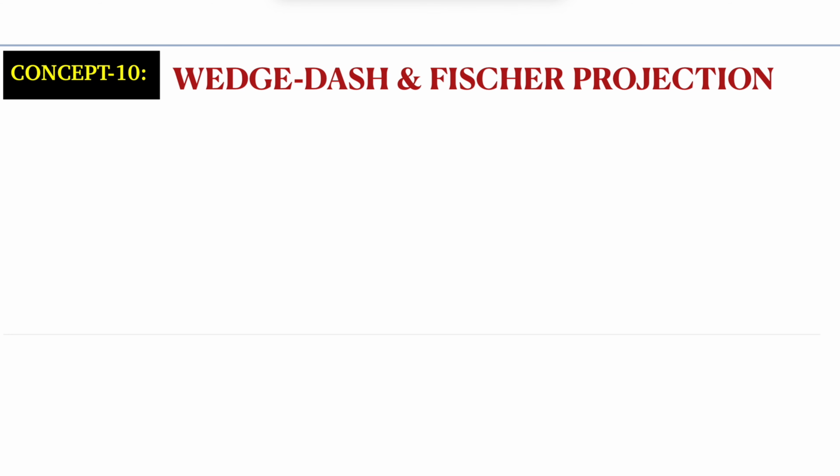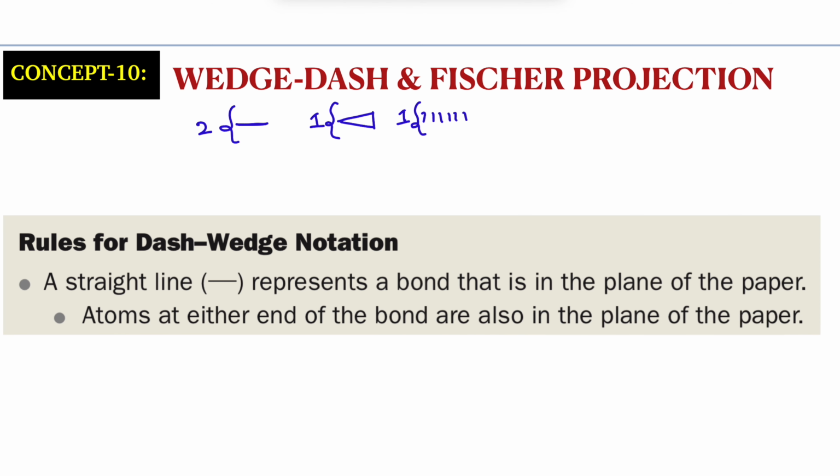Whenever the molecule is represented in wedge-dash formula, you have to use three types of bonds. One is a normal line, the second one is a solid wedge, and the third one is a broken wedge. But at an sp3 carbon there will be 4 sigma bonds. Therefore, we use two normal bonds, one solid wedge, and one dashed wedge. A straight line represents a bond that is in the plane of the paper.